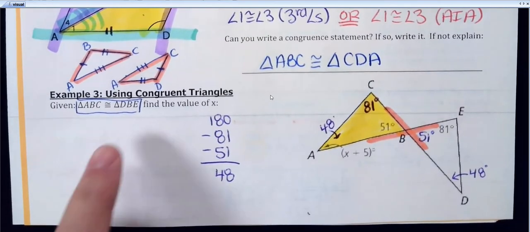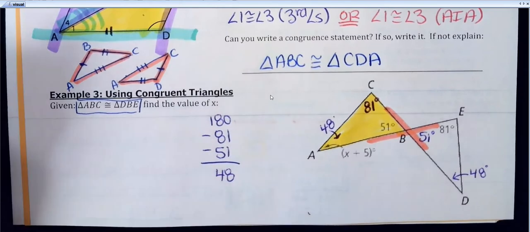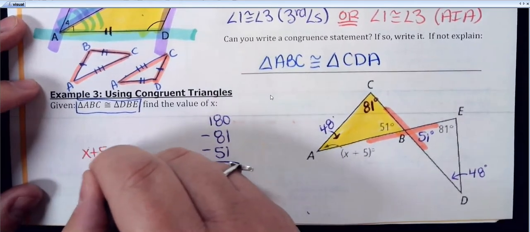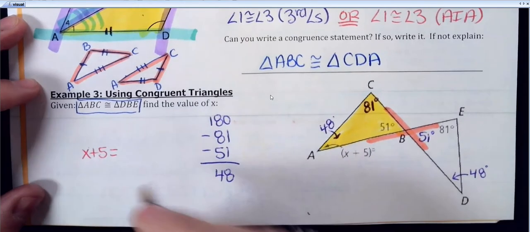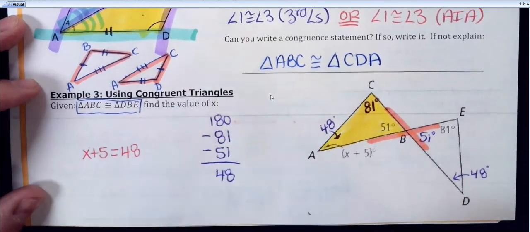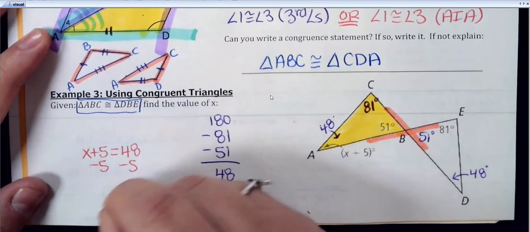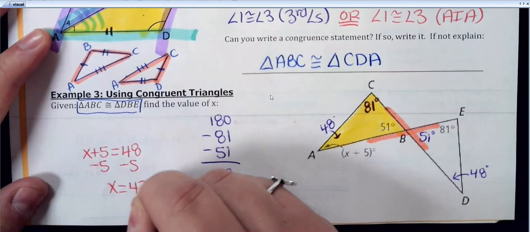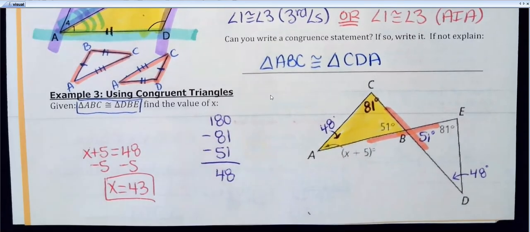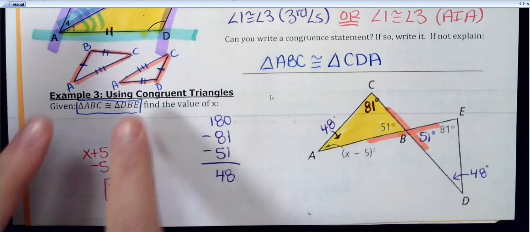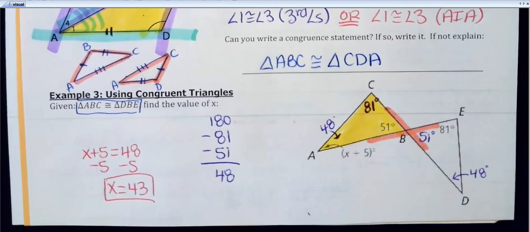The actual question says find the value of X. So they have this expression X plus 5. I'm just going to say X plus 5 is in the position where it has to be equal to a 48-degree angle. So all I have to do there is subtract 5. My answer to the question would be that X equals 43, but what I'm doing is using these corresponding angles and transferring them from one triangle to the other, knowing the triangles are congruent, to be able to answer the question.